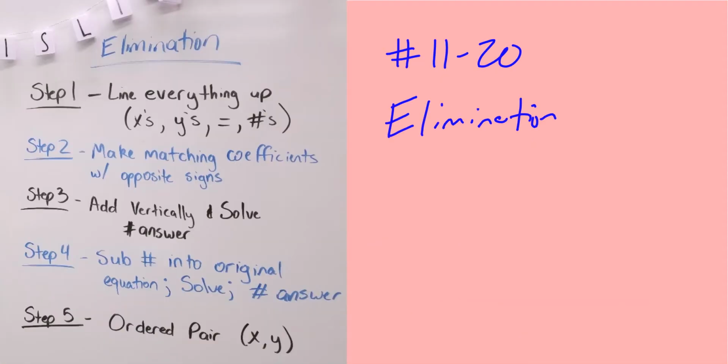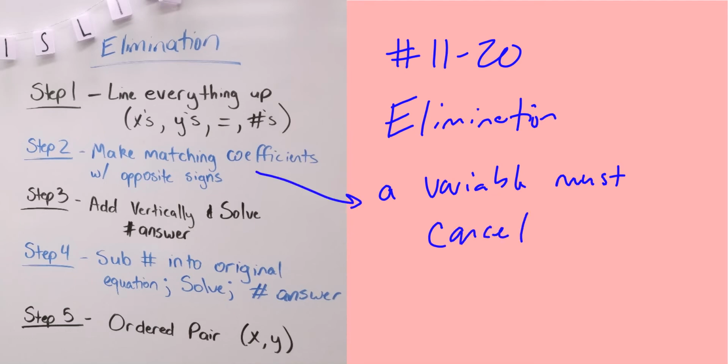Alright, numbers 11 through number 20 are all going to be elimination. So we're going to be using these steps. Make sure a letter, a variable, must cancel in step 2. If that doesn't happen, you messed up. So just make sure everything's lined up. Only the last two aren't going to be lined up. Everything else will. So step 1 will be done for number 11 through 18. 19 and 20 are the only ones that need you to do anything with step 1.